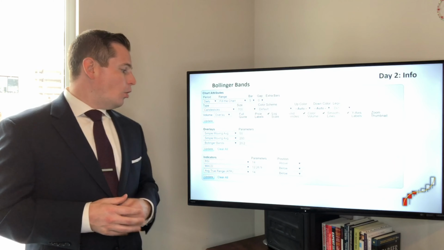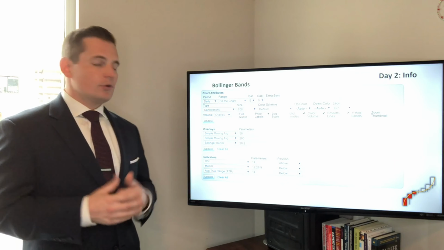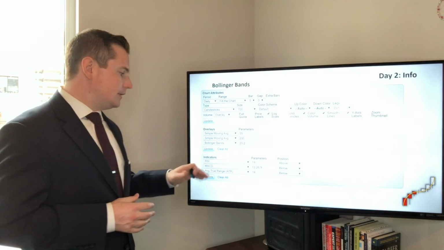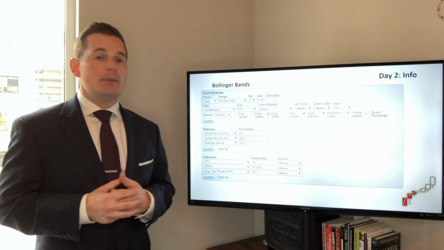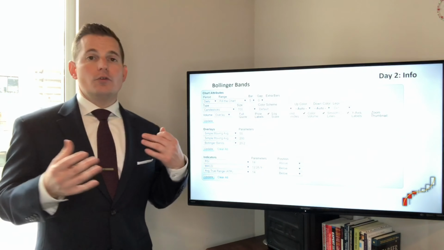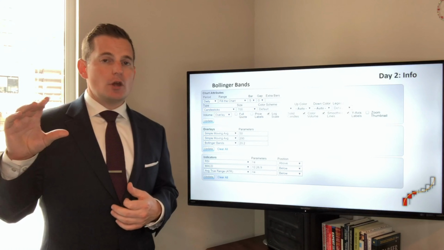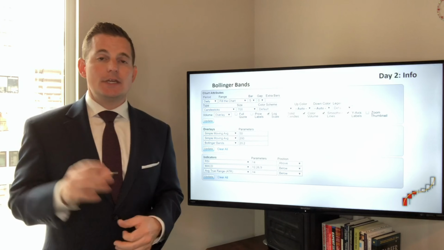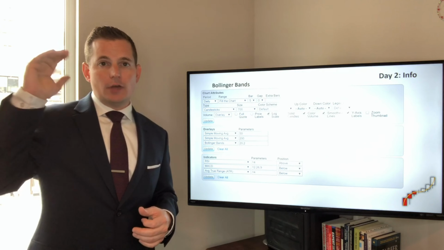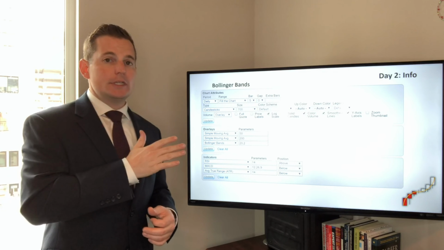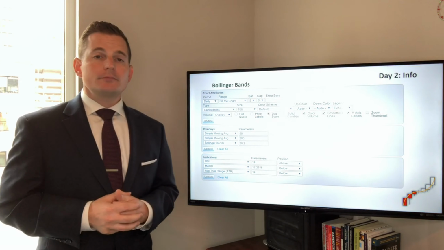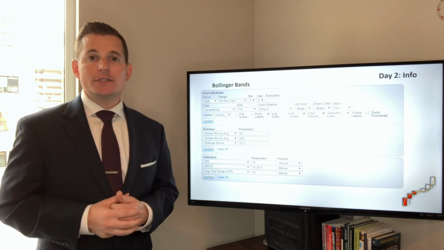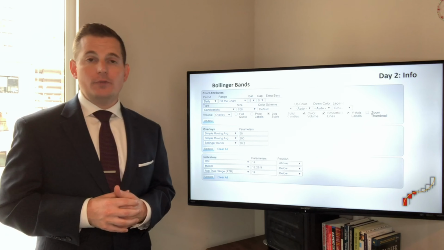Okay, so for the indicators, we're just going to add this one indicator, ATR, and the parameter here is 14 because it goes off of the price range over the last 14 days. It takes the average of the price range, the high and the low, over the last 14 days, and it gives you a number. And that number is just the average price range over the last 14 days.